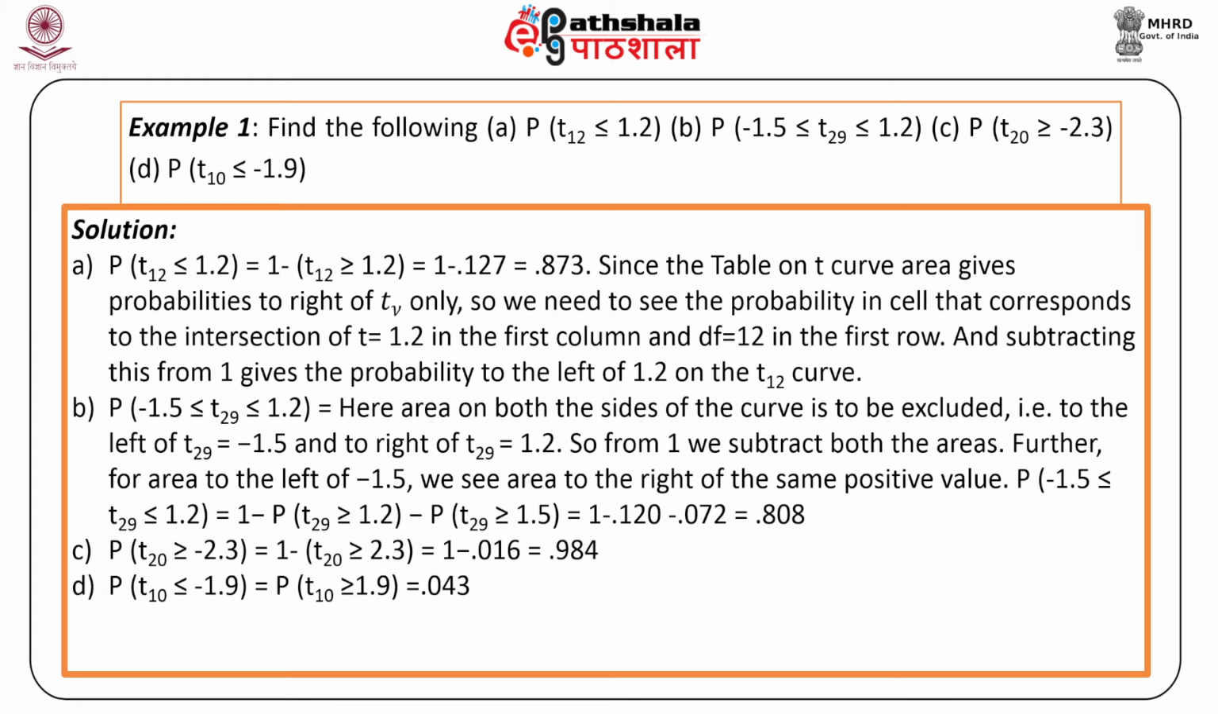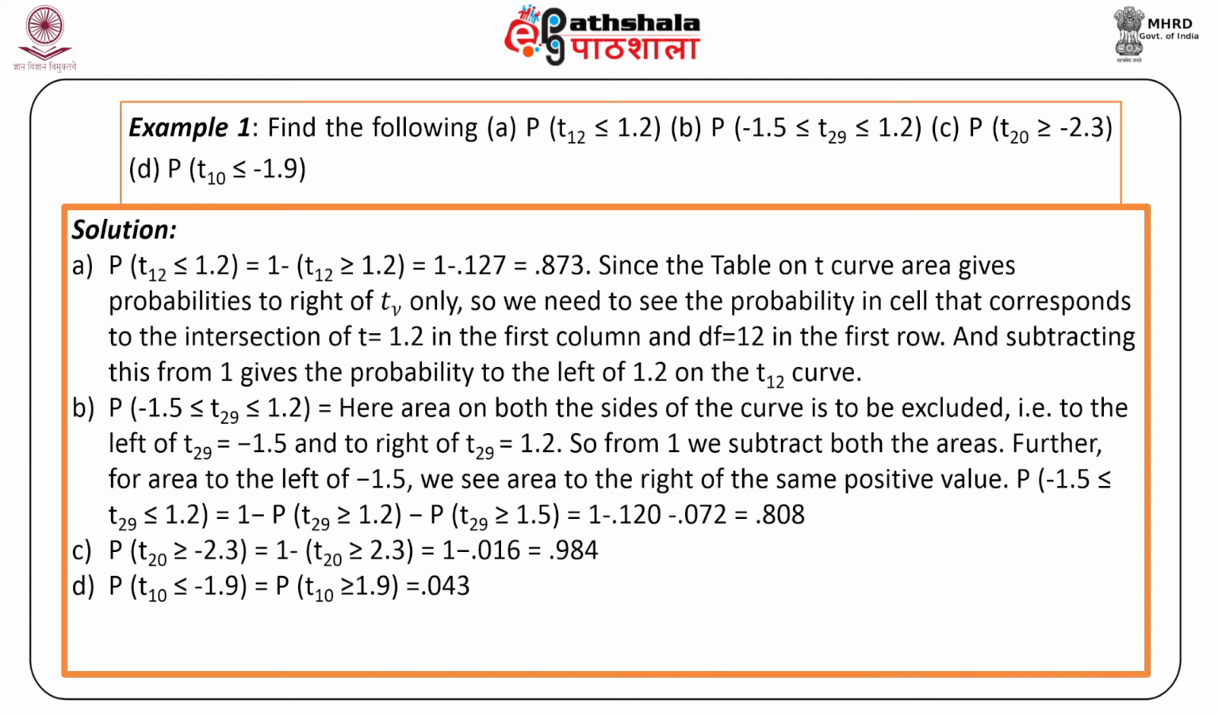Since the table on the T curve area gives probability to the right of T nu only, we need to see the probability in the cell that corresponds to the intersection of T 1.2, which is in the first column, and degrees of freedom 12 in the first row. So the cell will correspond to the 1.2 in the column and 12 in the row. Subtracting this from 1 gives the probability to the left of 1.2 on the T12 curve. So we have calculated the probability to the left of a value.